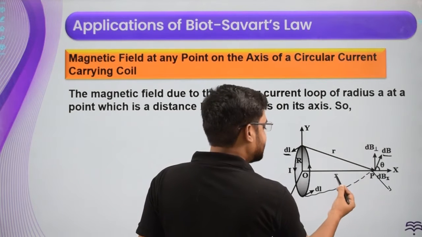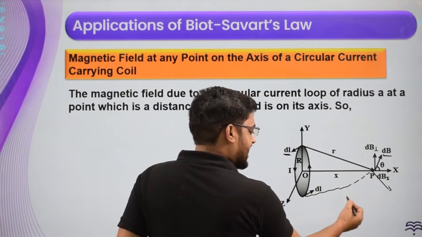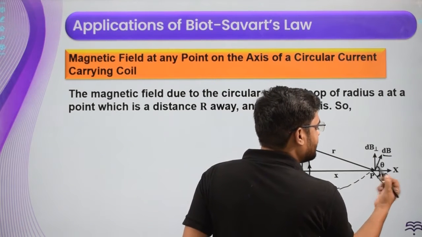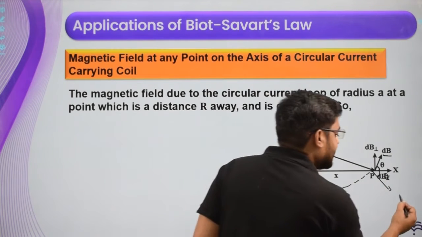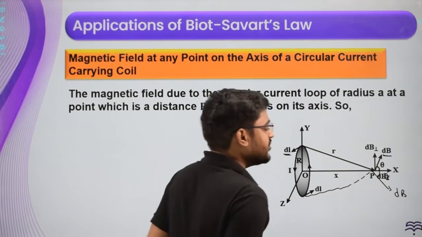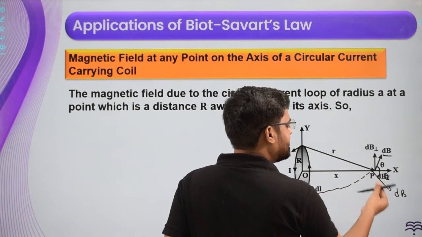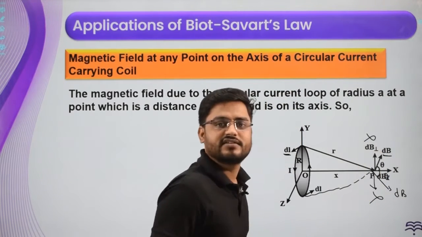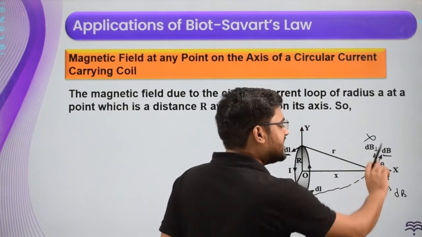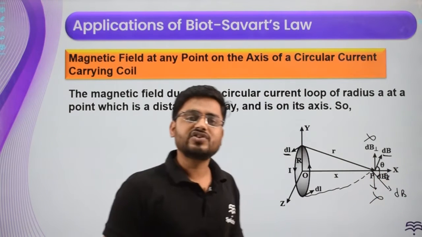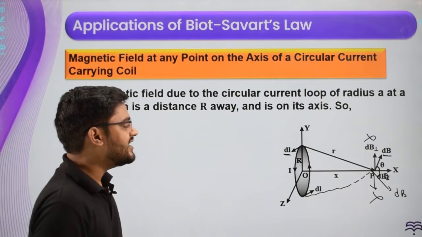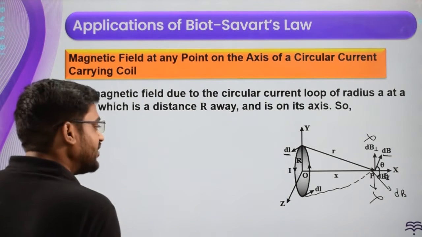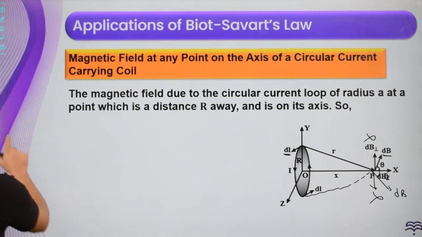It is the same. This is r, this is x only. This is r only and this is capital R only. So these are identical, and eventually this angle is again going to be theta. And this is again going to be dB only. So again make two components, dB cos theta and dB sin theta. So this dB sin theta will be cancelled by this dB sin theta. What about that way? That way all such dB cos theta are going to be adding up, and eventually it will give me the overall magnetic field at that point P.